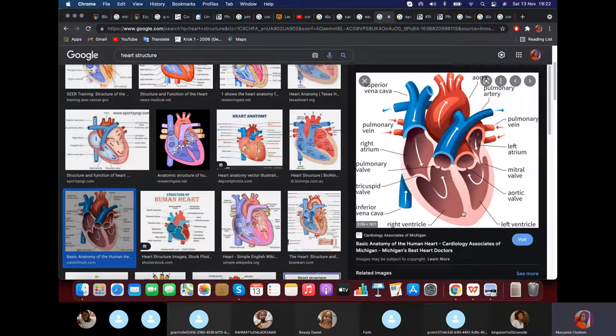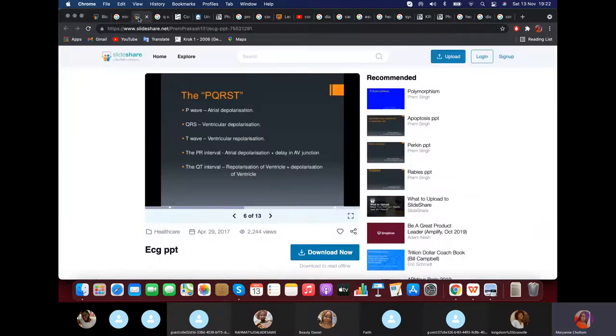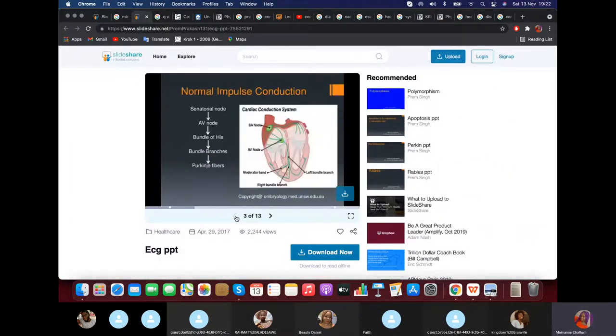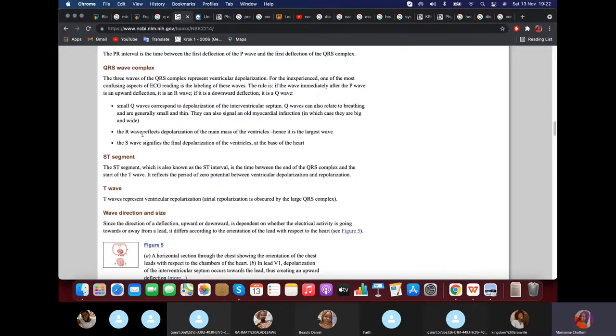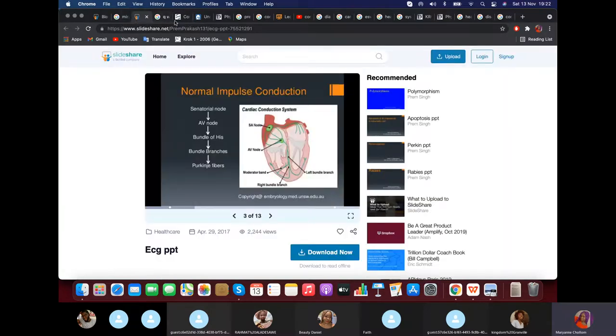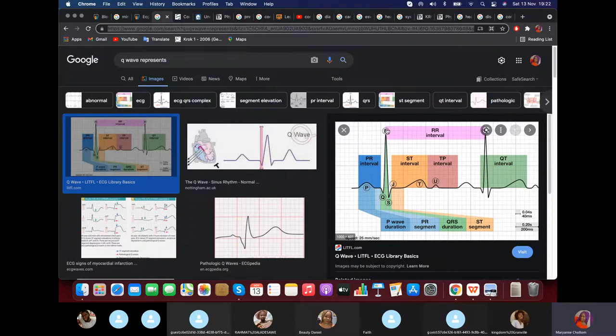It moves in this direction, just as I showed you here. The pathway here, it moves like this, as you can see. So it starts from your interventricular septum. Then the R wave represents the depolarization of the main mass of the ventricle. That's why it is the largest here, because it is the main mass of the ventricle.